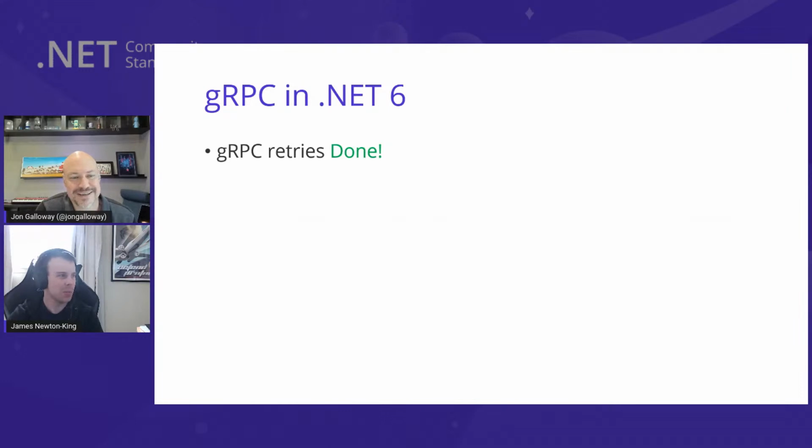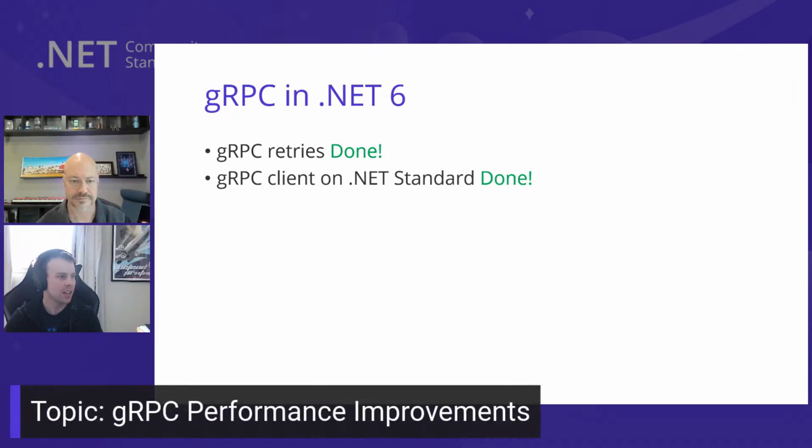Yep. And I'll just do a summary of what's new in .NET 6 with gRPC. gRPC retries is something I've just finished writing. Perhaps I might talk about it in a future community stand-up. Another thing is support for the gRPC client on .NET Standard 2.0. That's now done. If you're on .NET Standard 2.0, your .NET implementation might not support HTTP2, but you can always fall back to using gRPC Web.